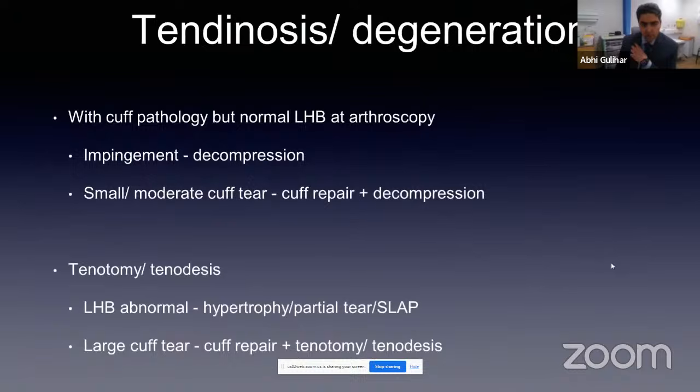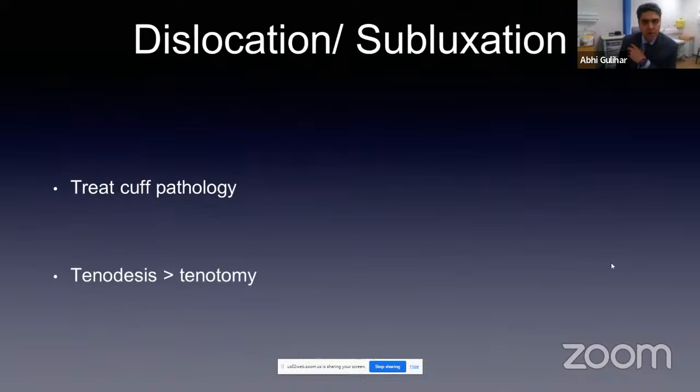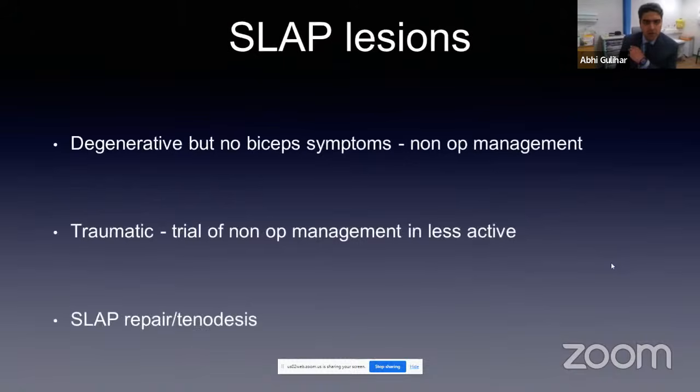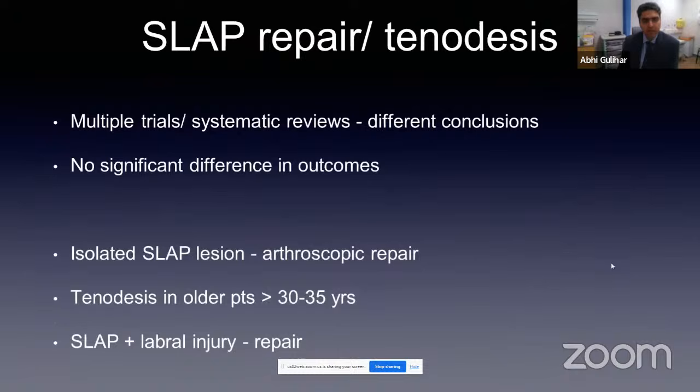Large cuff tear, it is always worth doing something to the biceps because even after your repair, it is likely to be unstable. So dislocation or subluxation of the biceps, you treat the cuff pathology, which has caused the subluxation, and then you do a tenotomy or a tenodesis. SLAP lesion, non-operative management, if there are no biceps symptoms, especially if it's degenerative. Traumatic patients, even with trauma, I would give a trial of non-op management almost always. And then you have to consider whether you repair the SLAP or you do a tenodesis.